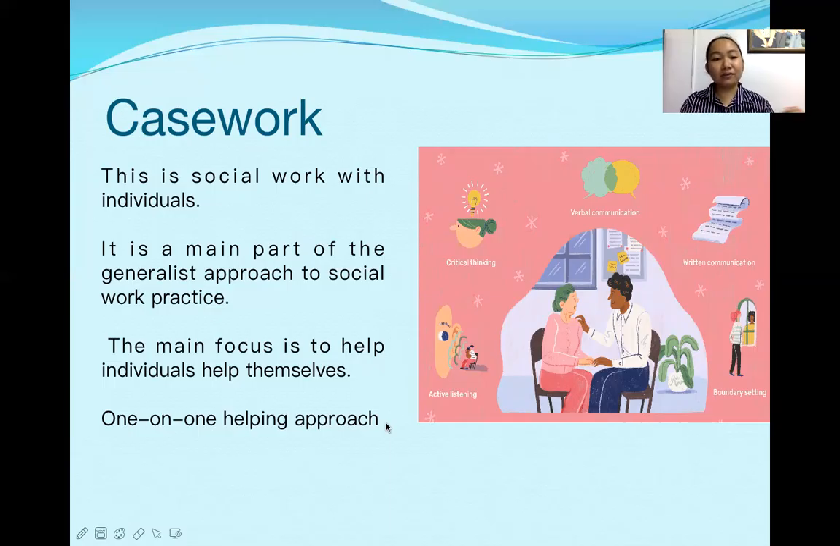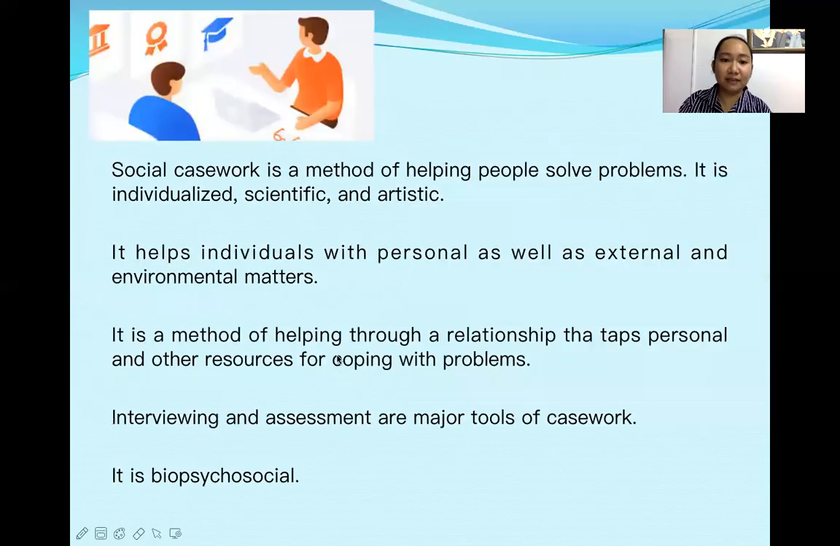It is main part of the generalist approach because you cannot really implement group work and community organization without knowing or applying casework. So you cannot think of the group itself as one group without understanding the dynamics of each individual. In the same way, for the community, you have to understand that the community is composed of individuals and groups, and the groups, although they could be represented as one, are still comprised of individuals. So the main focus is to help individuals help themselves.